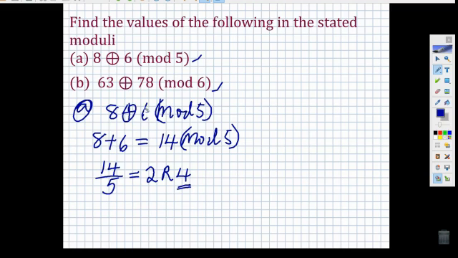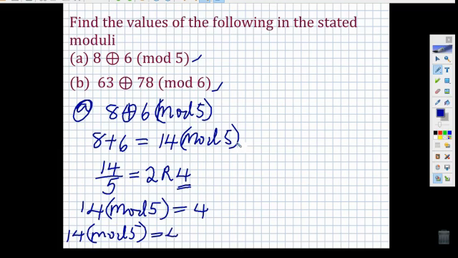So we have 4 as the answer, or 14 mod 5 is equal to 4. Here we can say that 14 mod 5 is the same as 4 mod 5. So that is how to solve that.